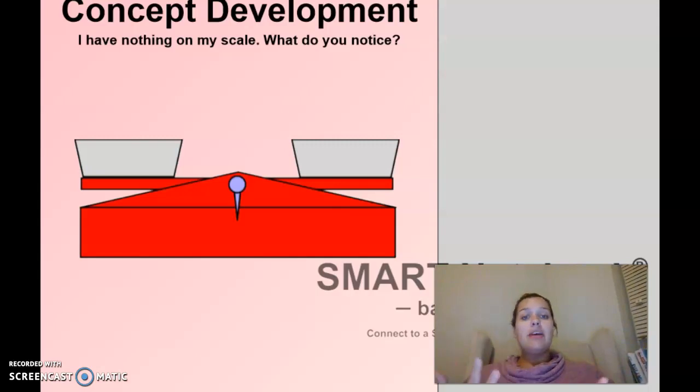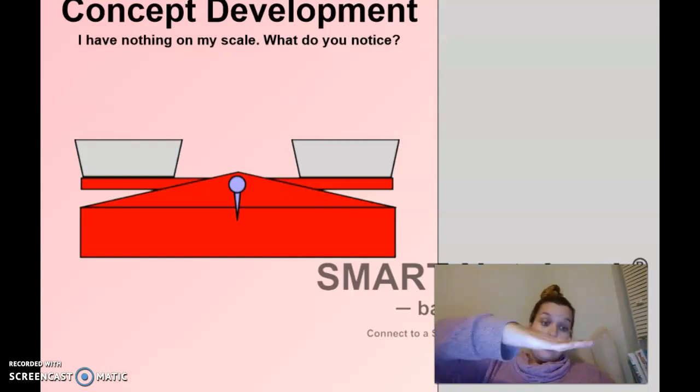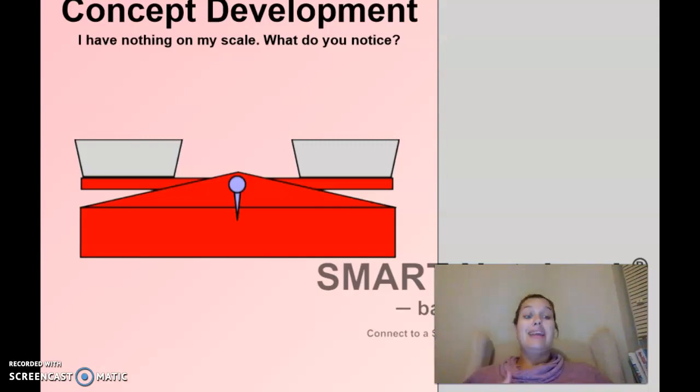So, I have nothing on my scale. What do you notice since there's nothing on my scale? Very good. It's level, right? It's not up, it's not down, it's straight across. That means it's level. It's equal because there's nothing on either side.